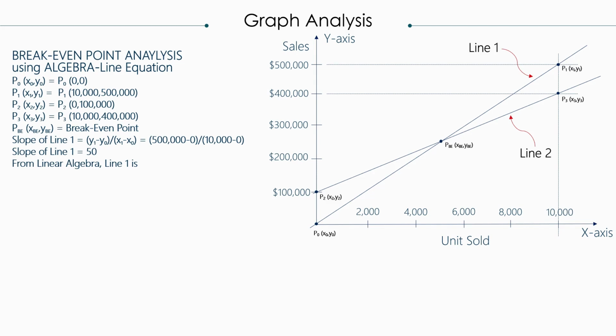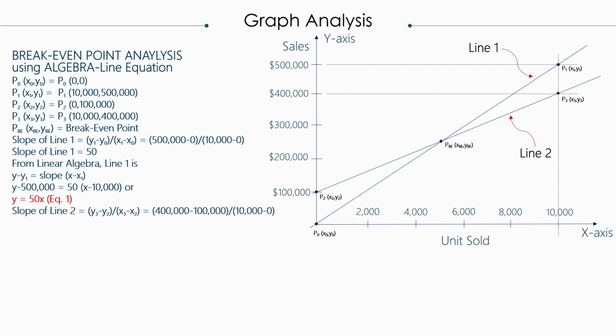Using linear algebra, line 1 uses the standard formula: y minus 500,000, which corresponds to y1, equals the slope, which is 50, times x minus x1, which is 10,000. To simplify, we have equation 1: y equals 50x. We will note this as equation 1. For line 2, same procedure, we get the slope. The vertical height is 400,000 minus 100,000 over 10,000. So the slope of line 2 is 30.